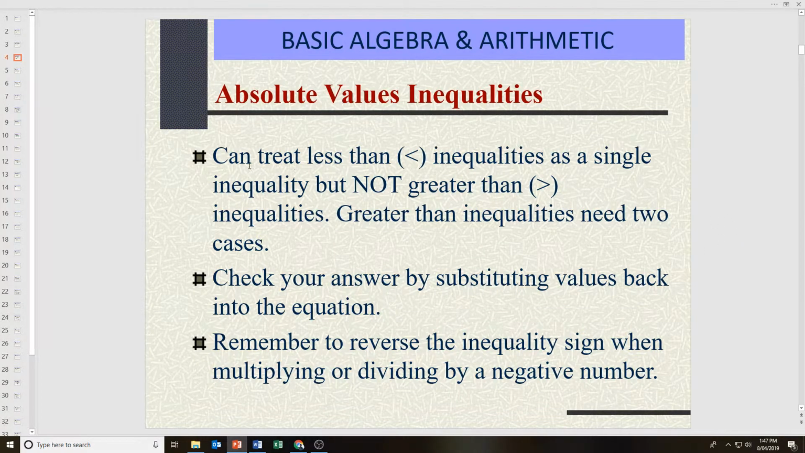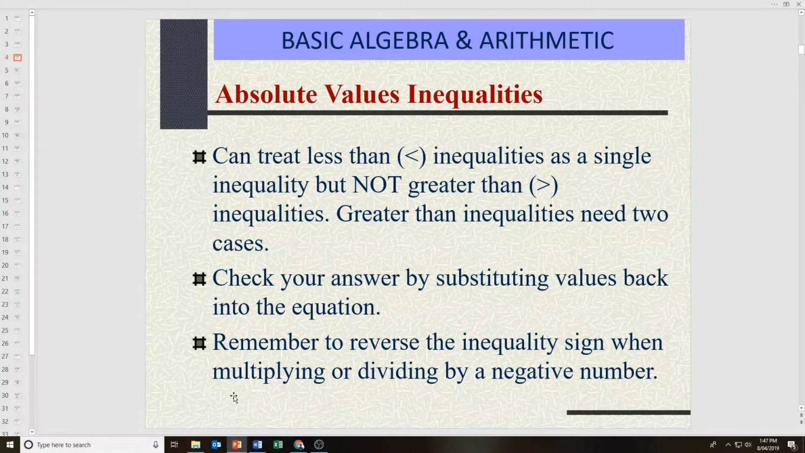The first point here is we can treat less than inequalities as a single inequality, but not greater than inequalities. Greater than inequalities need two cases. Then the next important point is check your answers by substituting values back into the equation just to make sure that you have done it correctly, and remember to reverse the inequality sign when multiplying or dividing by a negative number. Now that's the golden rule of inequalities.